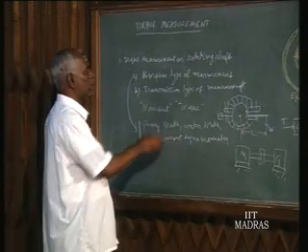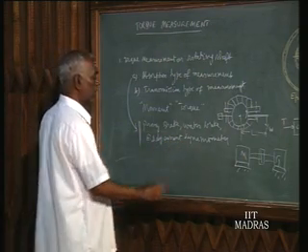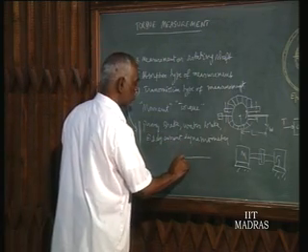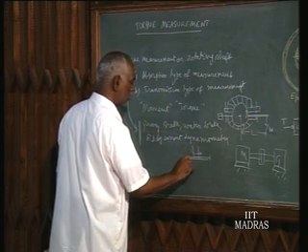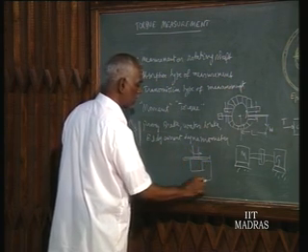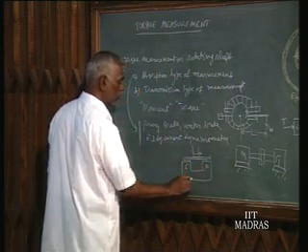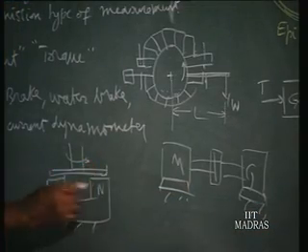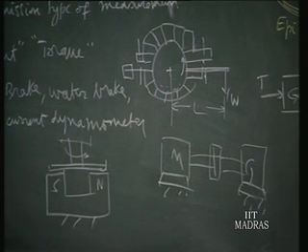Third one is eddy current. Eddy current type of measurements. There you will have a disc rotated by the shaft. So this is the rotating shaft, and here you will have a permanent magnet arranged with a gap. This is the north pole, this is the south pole, this is a fixed one. This is rotating from the motor. From the motor, this aluminum disc, or a copper disc also you can have.